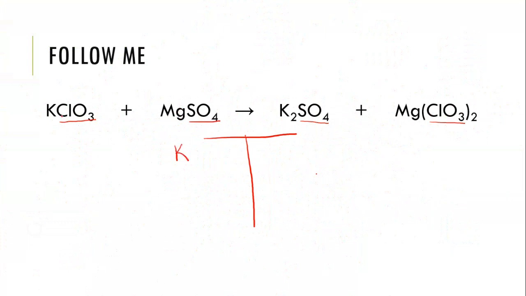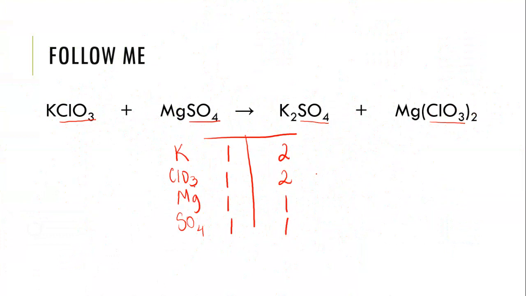K is our first element. ClO3 is next. Mg and SO4. And all I know to tell you is if you're listening to this and you're going, I don't know how she knows that's a polyatomic ion, you need to ask me something, please. Okay, there's 1 K on the left. There's 2 Ks on the right. There's 1 ClO3 right here on the left because there's no parentheses. But there are 2 over here on the right. There's 1 Mg and 1 Mg, 1 SO4 and 1 SO4.